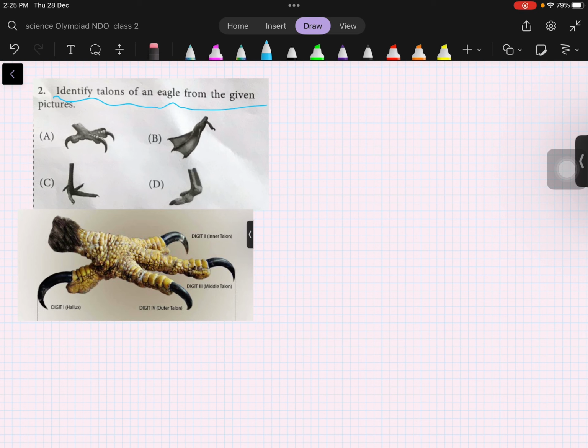Identify talons of an eagle from the given picture. Okay, what is a talon? It means the nails. You can see here the nails, talons. So copy this in here somewhere. Find this one. This one, D option. No. It's 3 here and 1 back. C option. So what will be bubble? C.